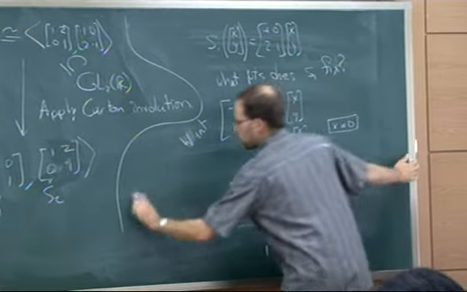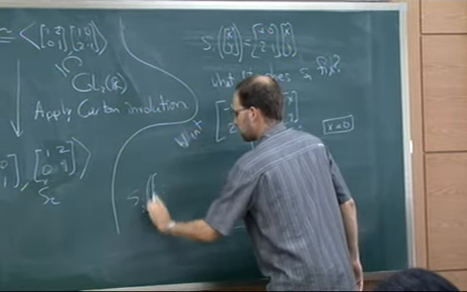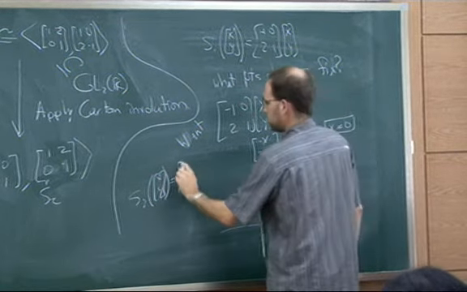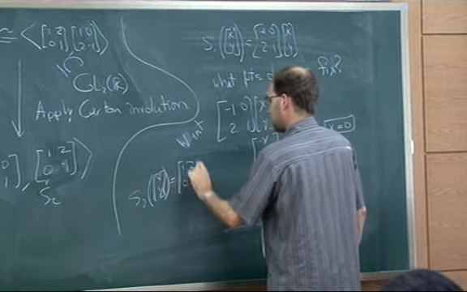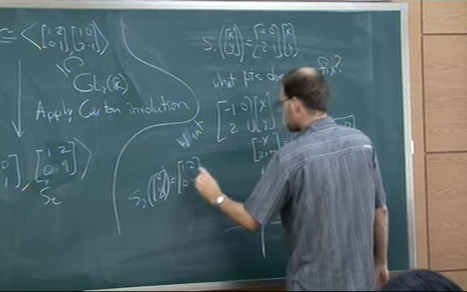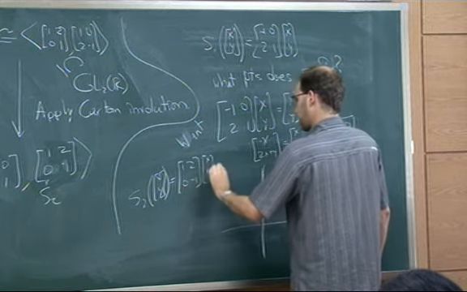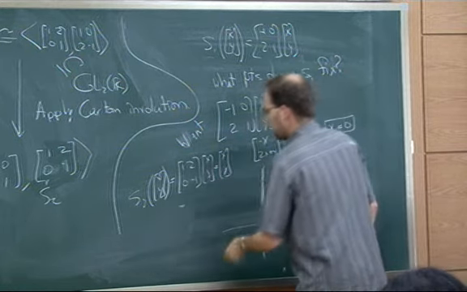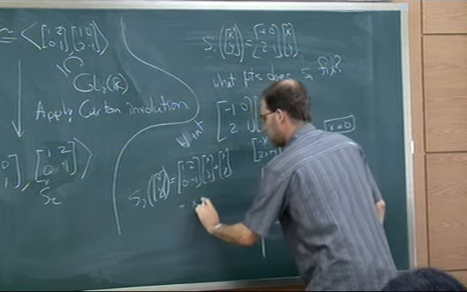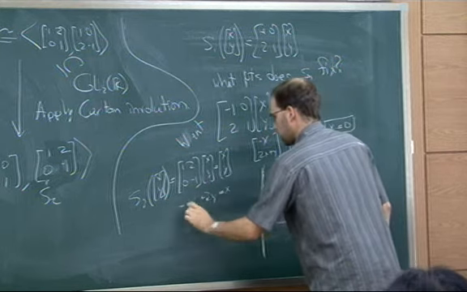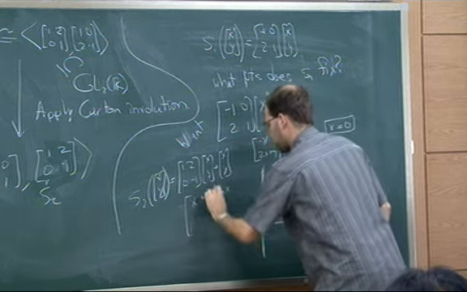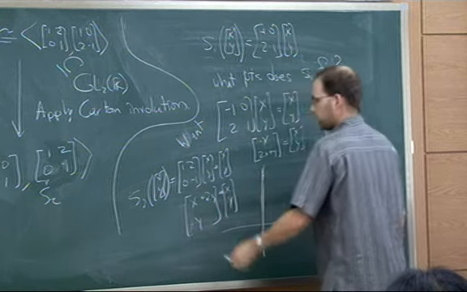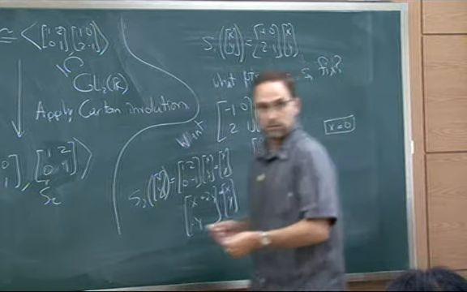What points are fixed by S2? S2 was 1, 2, 0, minus 1, times xy equals xy. And so here we get x plus 2y equals x. And we get minus y equals y. And so what do we get there? We get y equals 0.